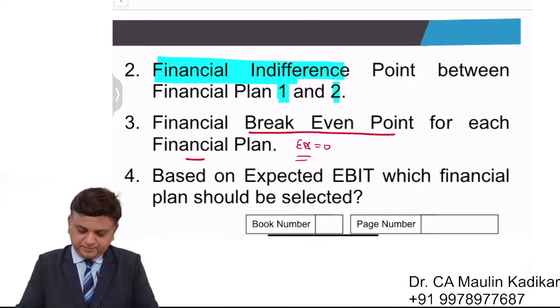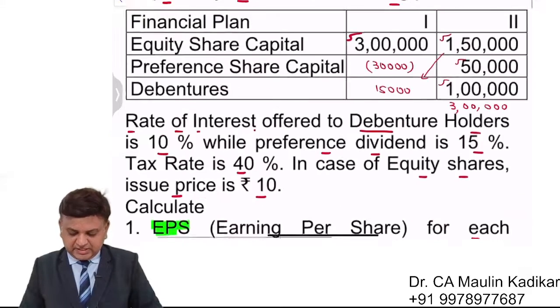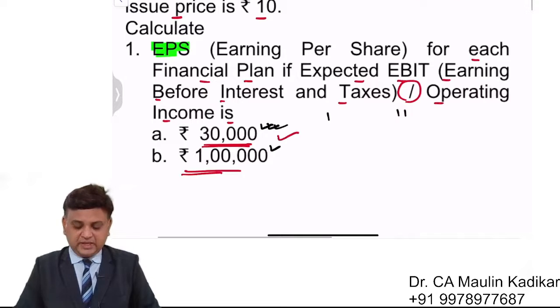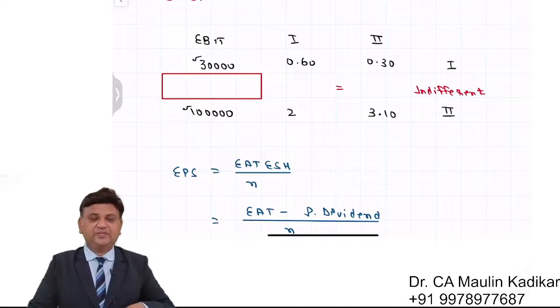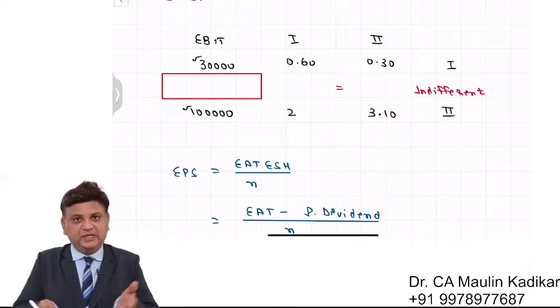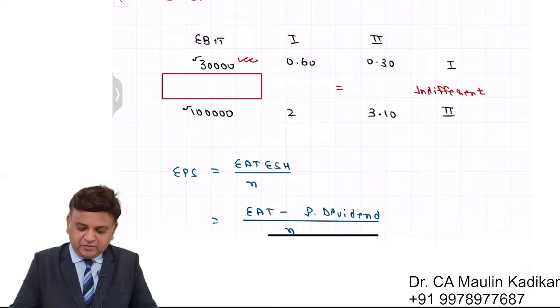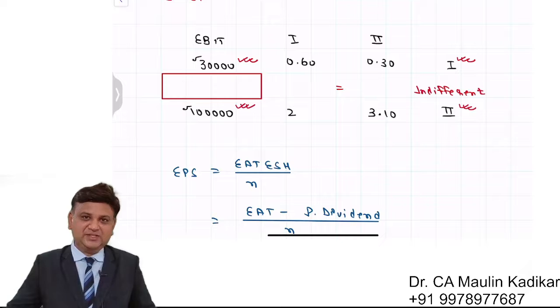Fourth question. Based on expected EBIT, which financial plan should be selected? That is the question. There are two levels of EBIT provided to us in the example: one is 30,000 and another is 1 lakh. In both the cases, which financial plan to be selected is the question. Based on the working that we already have made, for 30,000 rupees of EBIT, the first financial plan is better than the second. And for 1 lakh rupees of EBIT, the second financial plan is better than the first.